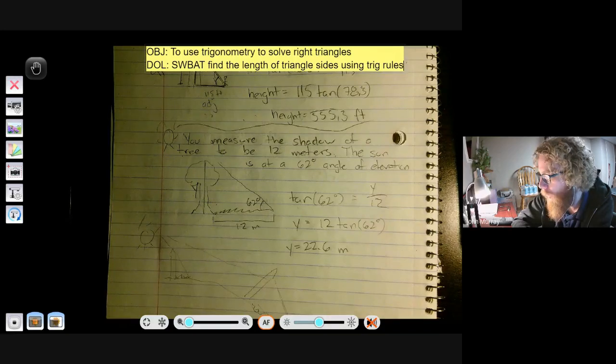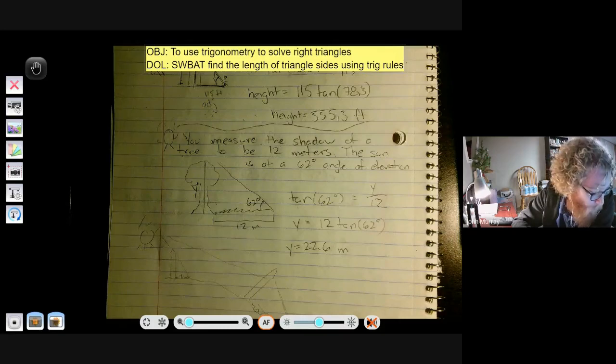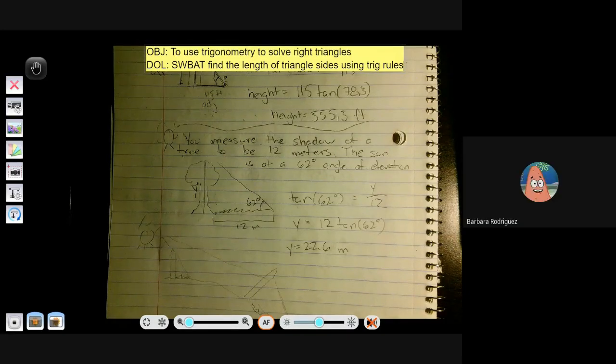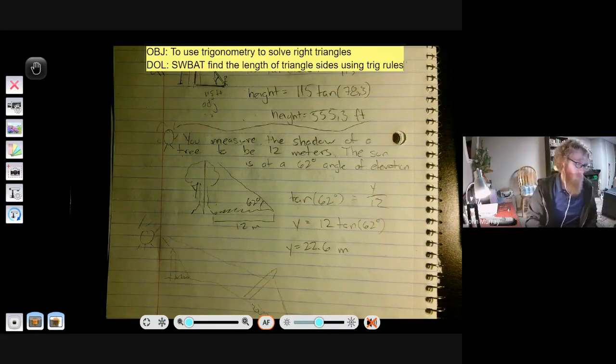All right, any questions about solving triangles so far? How long did it take them to find the diameter? I don't think it was too long. Let me see if I can.